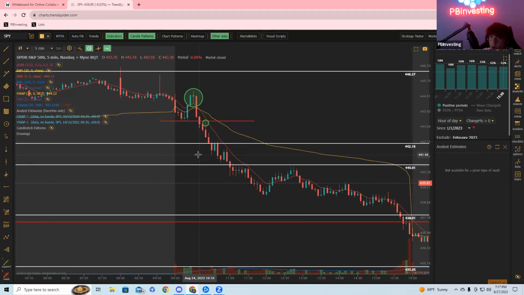Okay, so when you're trading these intraday and you're looking for more opportunities to get in short, you're going to want to mark the highs and lows of each flag. Right here is our first bear flag, 1, 2. Right here is our second bear flag, 1, 2.